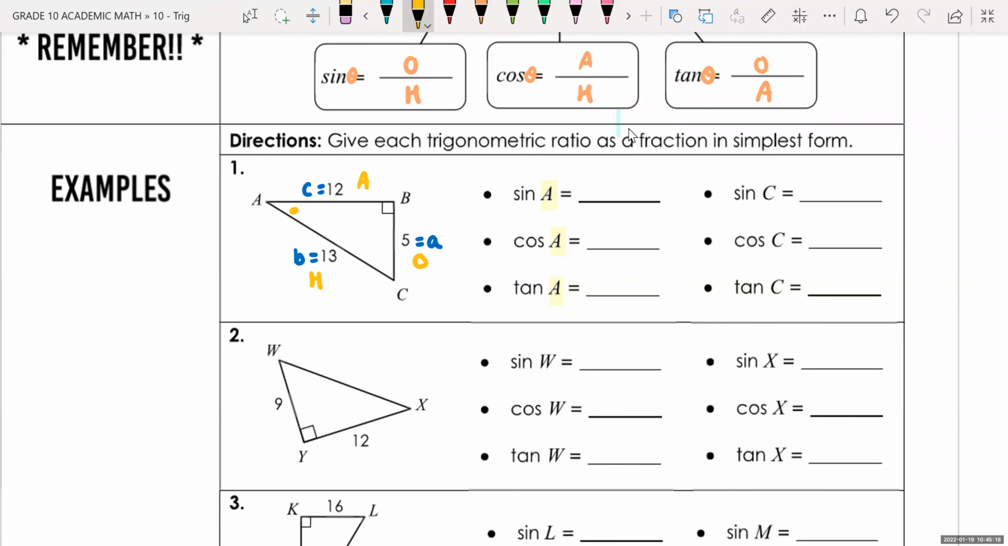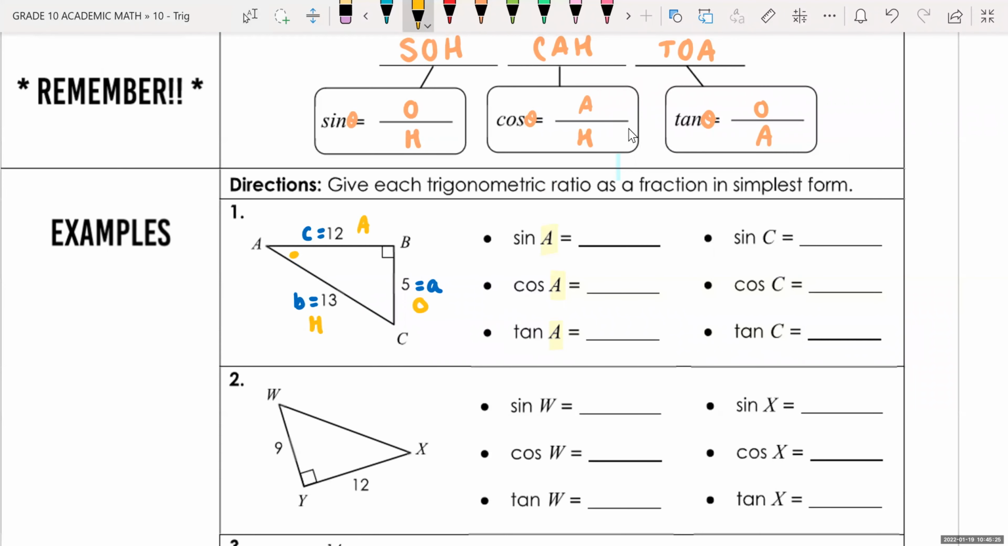Okay, so now when we're doing the question, what is sine of A? You're gonna start with angle A and you're gonna figure out what is opposite, and you're gonna remember the ratio is opposite over hypotenuse.